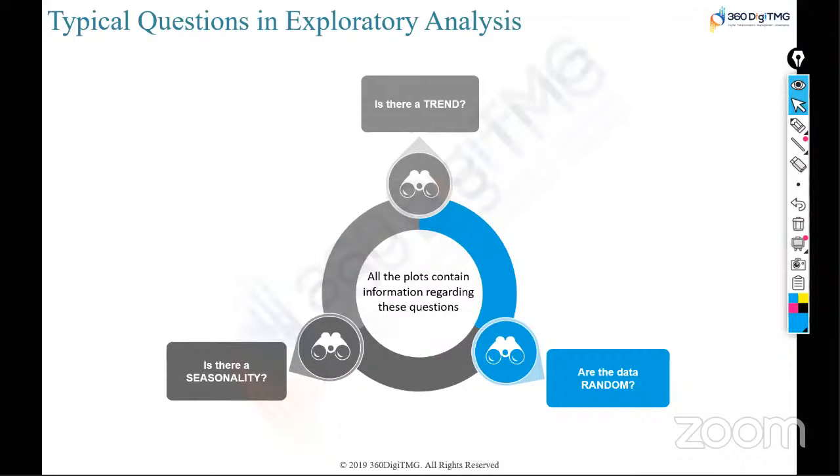What about level? Why don't we look for level when we are doing the EDA? Can you please respond? Please respond why we are not talking about level?